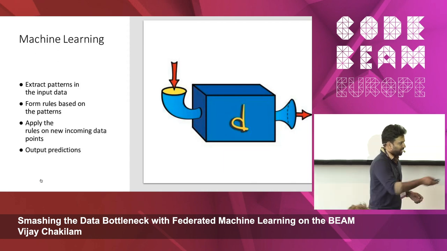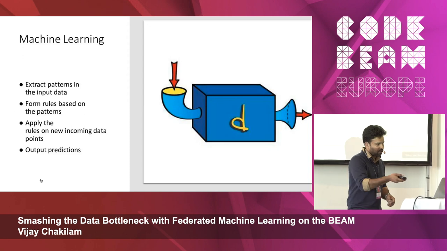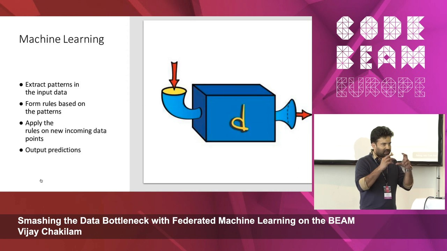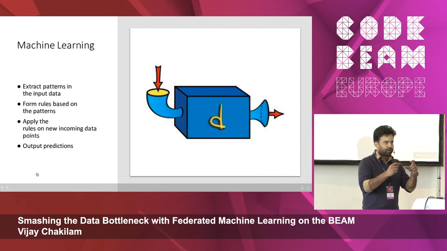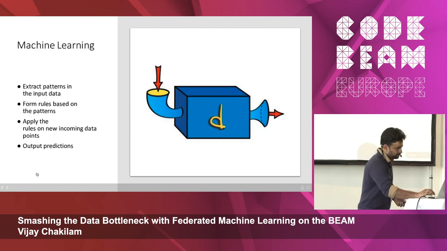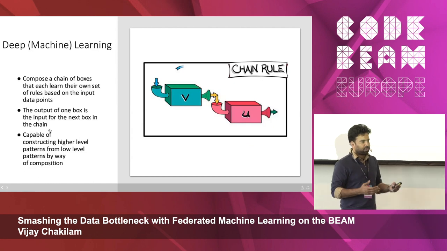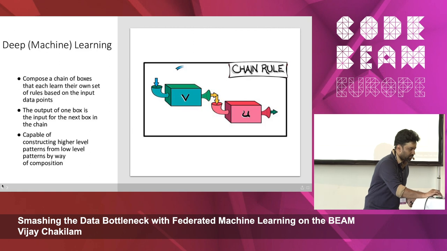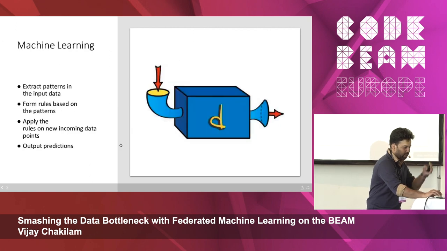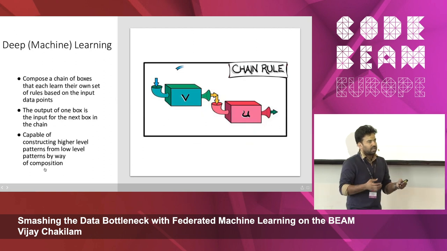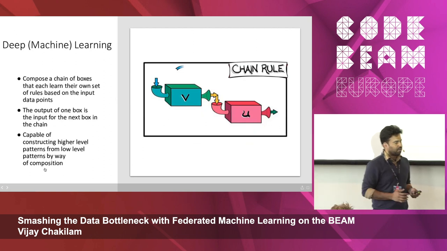This is a simple illustration to give you an idea of that box, which is that statistical relationship that you're trying to determine using machine learning between the inputs and outputs. And deep learning is another special case where, instead of just having this one box between your inputs and outputs, you're chaining up a few boxes and trying to approximate that statistical relationship.